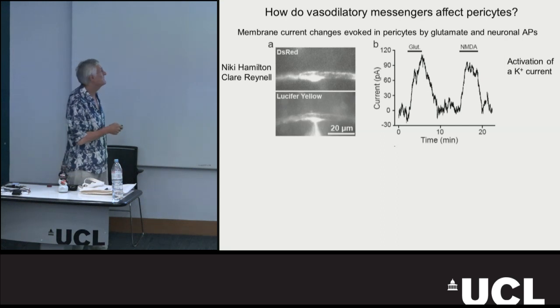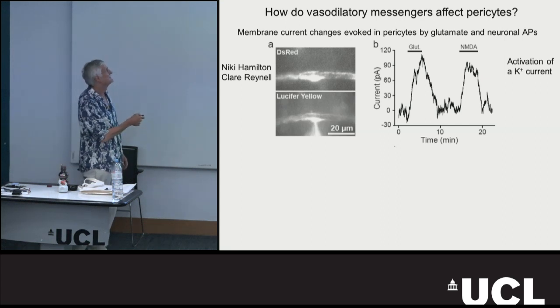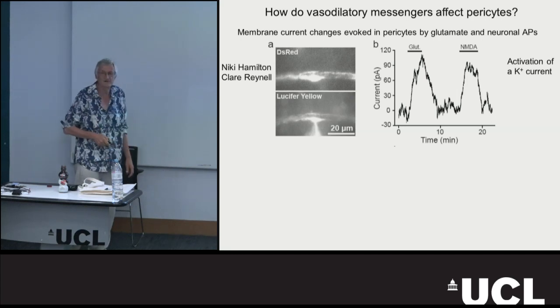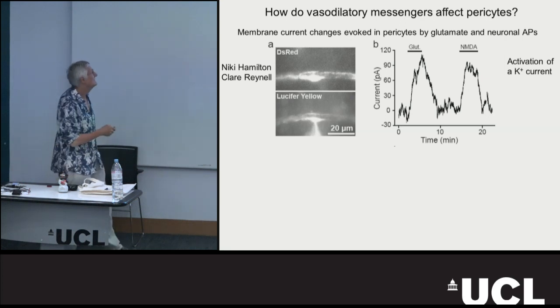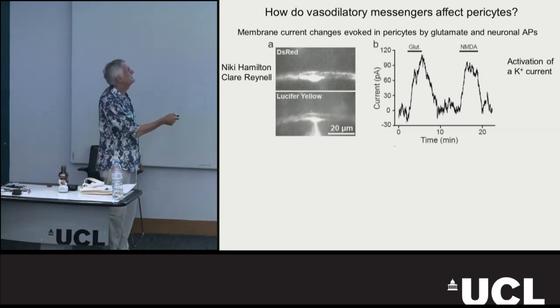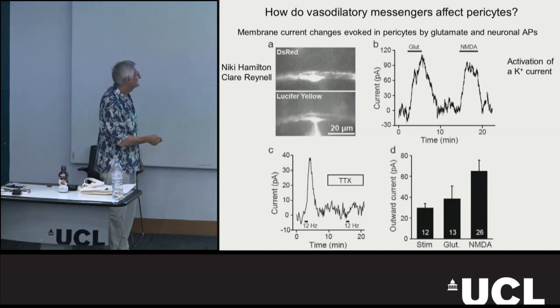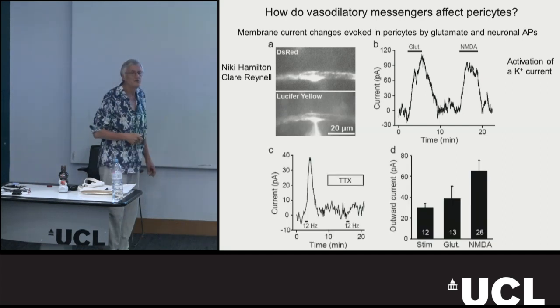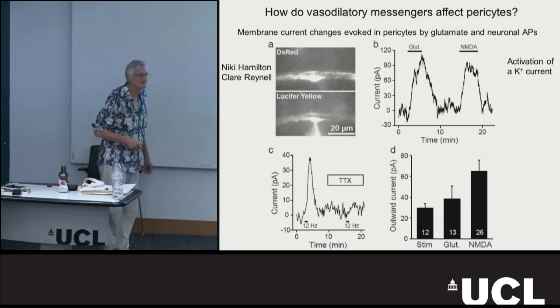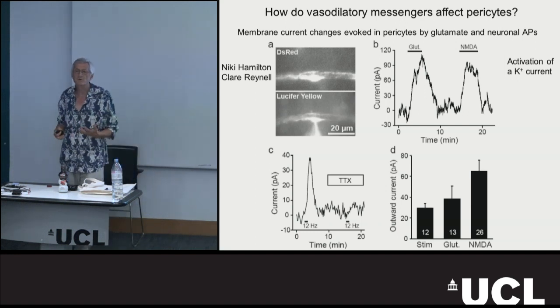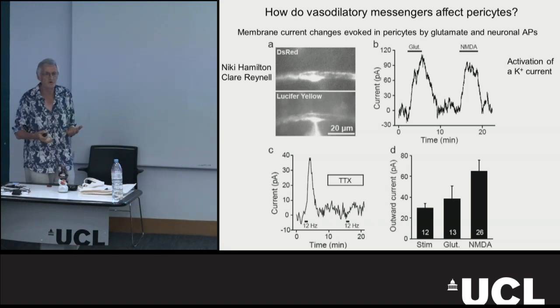We can look at this by patch clamping pericytes. So here we have transgenically labeled pericytes with DsRed telling us which cell is which. We can use that to patch the cell. We put a dye in the pipette so we know we've patched the right cell. And if you apply glutamate or NMDA or activate axons to release glutamate endogenously, then you get an outward current produced in these cells. This is very different to what you'd see if you apply glutamate to a neuron normally.